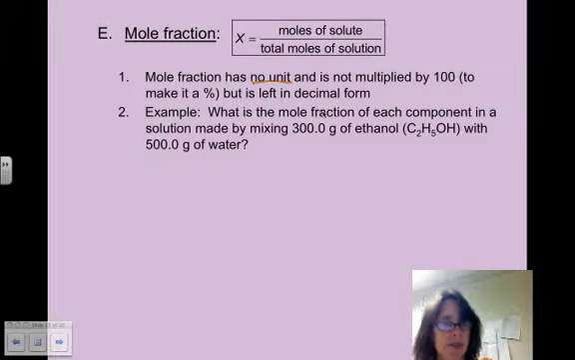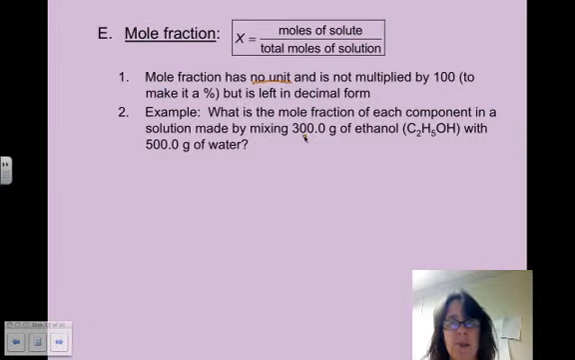Here's an example of a calculation involving mole fraction. You're asked what is the mole fraction of each component in a solution made by mixing 300 grams of ethanol, and there's the formula for ethanol, and 500 grams of water. Because all of this is supposed to be in moles, we're going to convert to moles here. So I want you to convert 300 grams of ethanol into moles and 500 grams of water into moles. And then you can see if you can figure out how to plug it in there. If not, turn the podcast back on and I'll show you how to plug it in. Okay, so pause the podcast and try converting to moles.